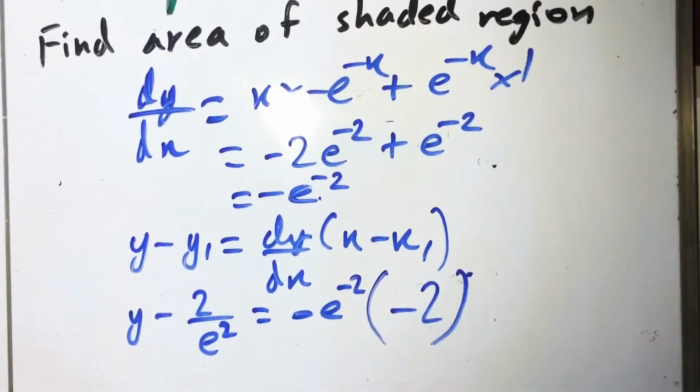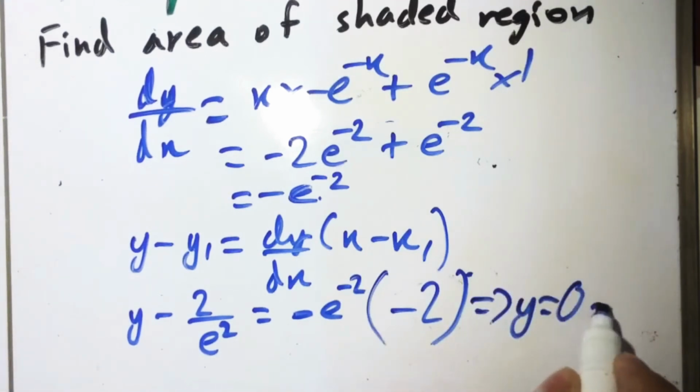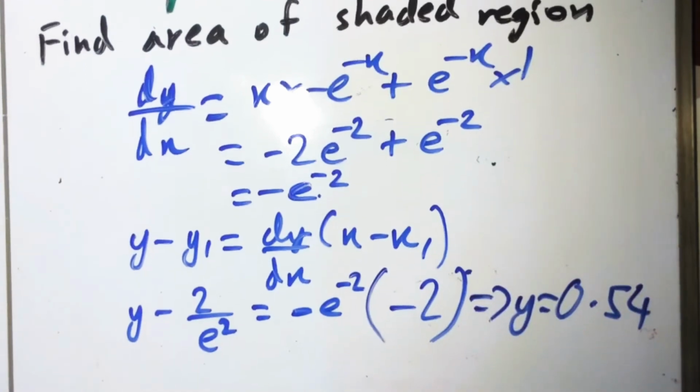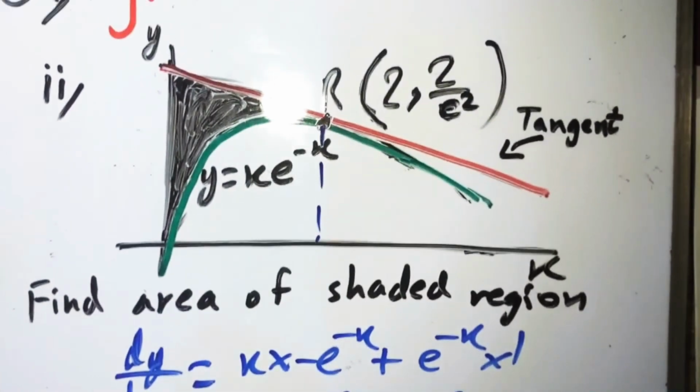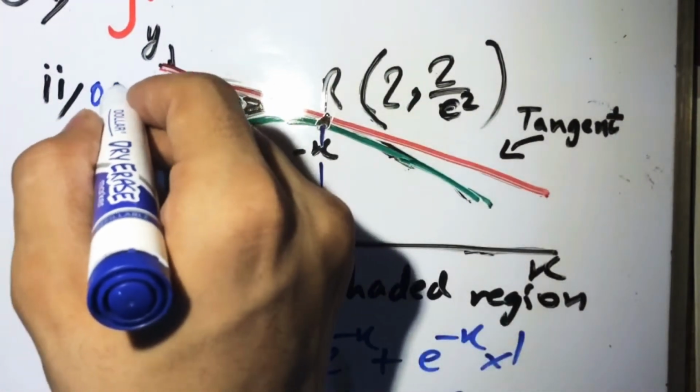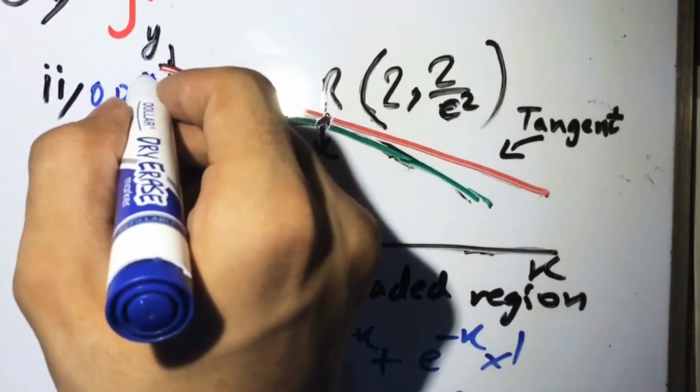Simplifying this, so y is coming equals to 0.54. So this point is 0, 0.54.